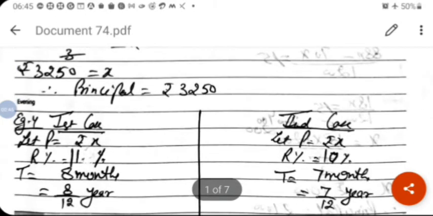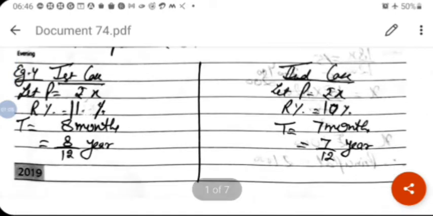In example number 4 on the same page, it is given to us: a clerk by mistake calculated interest on a certain sum of money for 8 months at 11% per annum instead of 7 months at 10%. He thus made an error of rupees 15. What was the principal? So let the principal be rupees x. So we take here two cases.